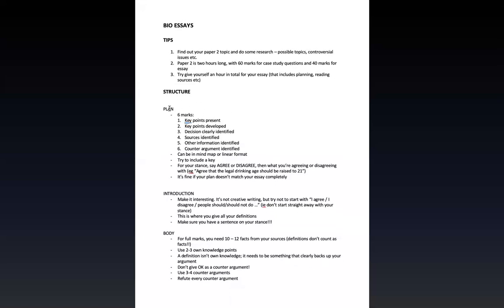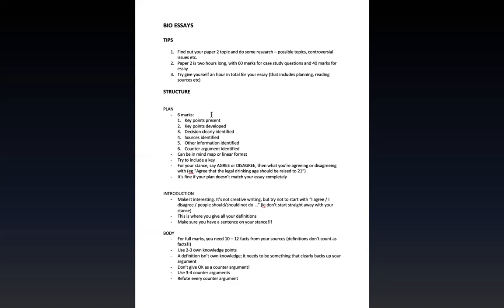In terms of your plan, there's 6 marks for the plan, as I said, and there are 6 specific things they're looking for. The first is that you've got key points present. These are basically like your topic sentences per paragraph. So these would be what you're basing your argument on. Let's say the argument is, should humans be vegetarian? And you're arguing, yes, we should stop eating meat, we should become vegetarian. Your points could be health, saving the environment, saving the animals or something. Those could be your 3 key points that are present.